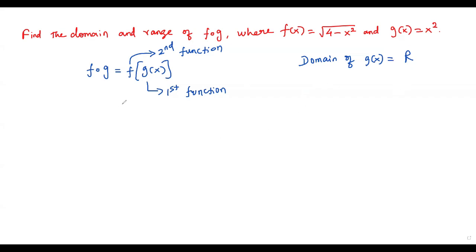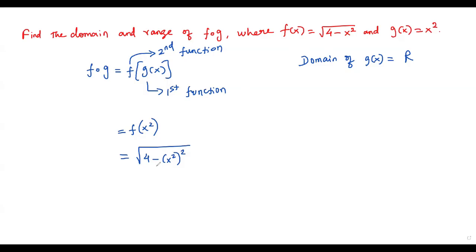Now for that, we have to find the result of the composite function. Let's take f of g(x). For g(x), we can plug in the equivalent stuff, x², that is f(x²). Already we know that f(x) = √(4 − x²). To get f(x²), we plug in x² for the x over here. Then I get √(4 − x²), the whole squared.